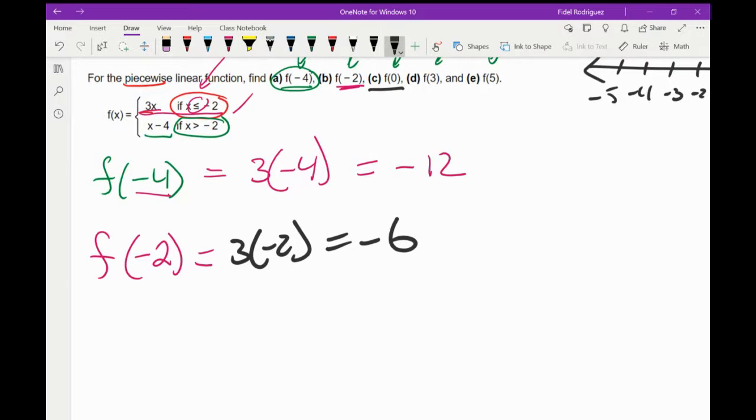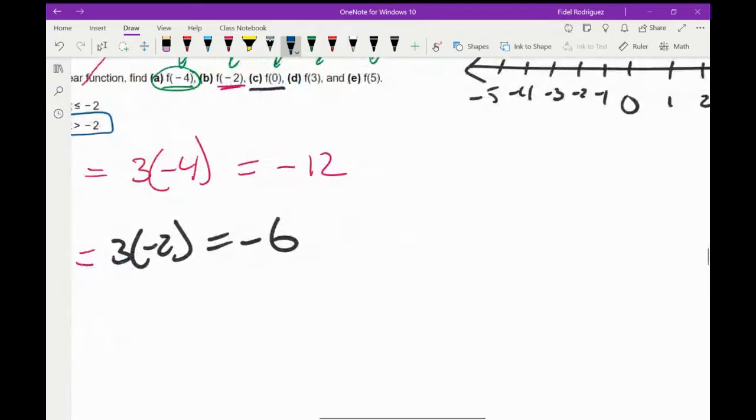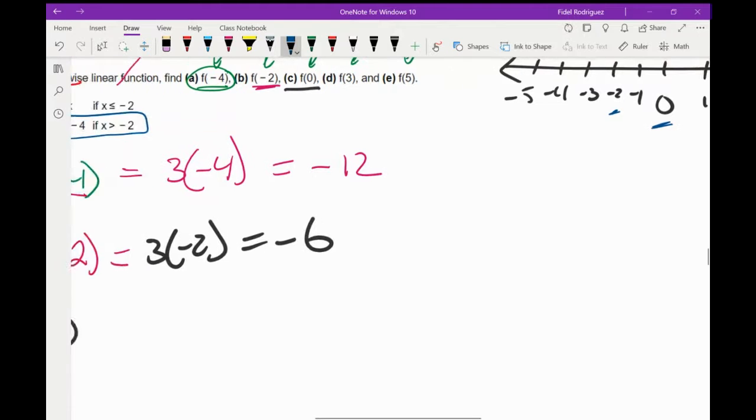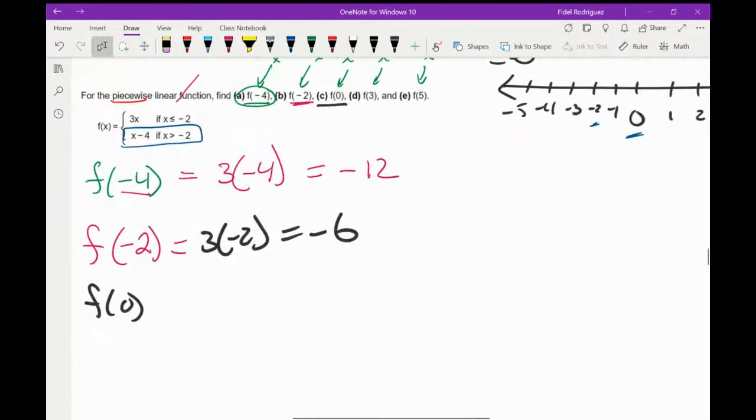Now let's do part C, which is f of 0. So now we have to ask ourselves, is 0 smaller than negative 2 or bigger than negative 2? It's bigger, right? Just take a look. Here's 0, and there's negative 2. 0 is further to the right, so 0 is going to be bigger. Okay? So that means I'm going to use the bottom part. So I'm going to put 0 minus 4, which is negative 4.